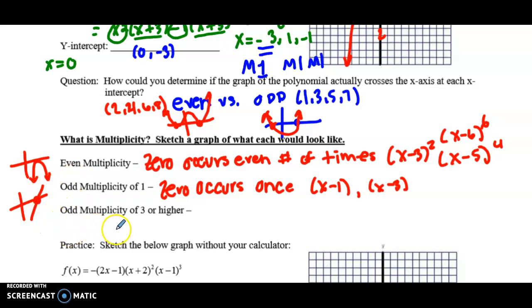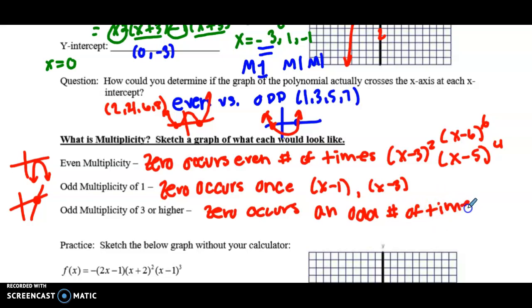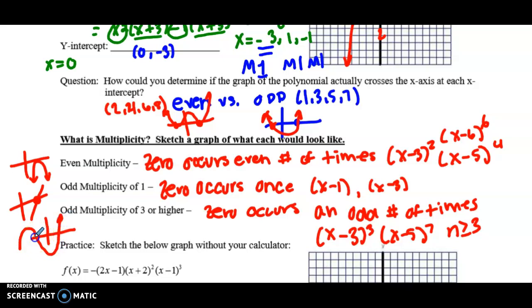An odd multiplicity of 3 or higher is the same thing. So the zero occurs an odd number of times. This could be x minus 3 to the 3rd, x minus 5 to the 7th, etc. So this is when your degree is greater than or equal to 3. Now the signs will change here, and there's going to be a point of inflection. Think about this: this one just shoots through. If it's 3 or higher, notice what's going to happen: I'm concave up, I'm going down, and I'm potentially turning and going concave up. So this could potentially be a point of inflection.